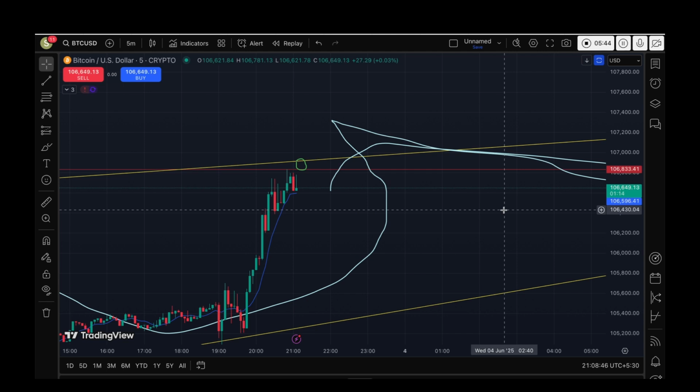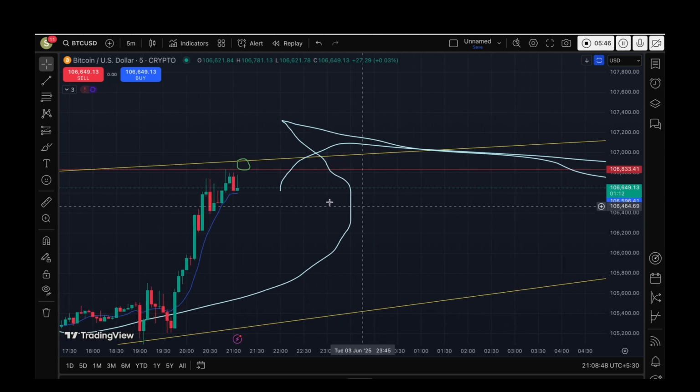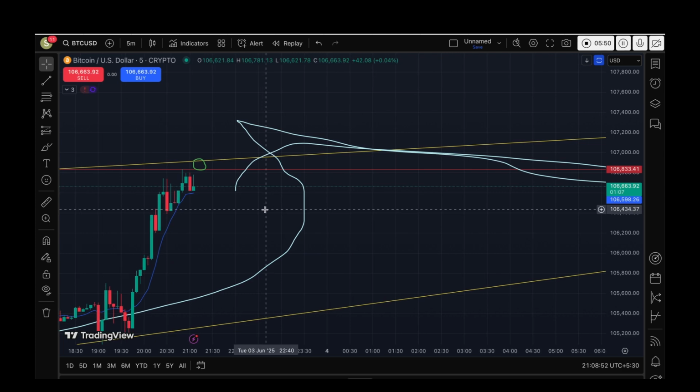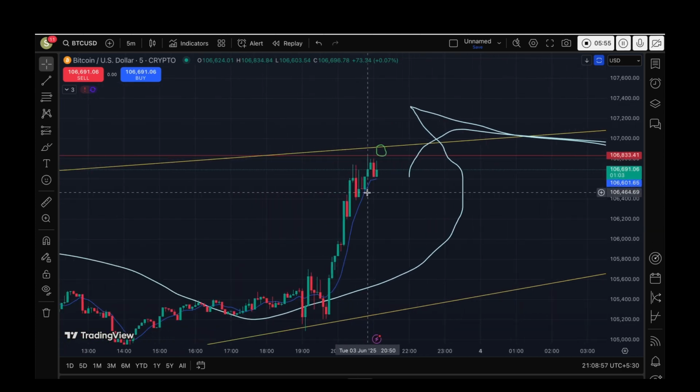But here we can see the market is going somewhat downside, but it is still not confirmed what is going to happen. So let's wait for that.